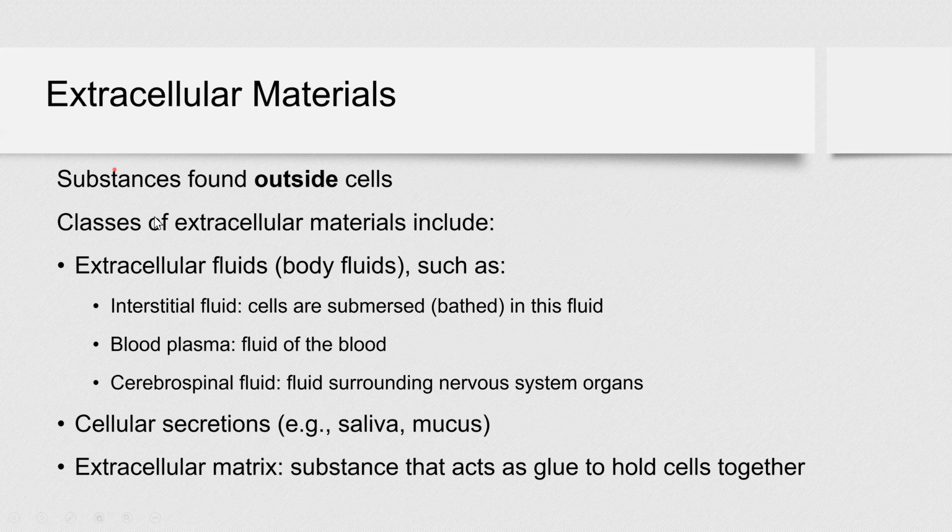Also, extracellular material includes cellular secretions such as saliva, mucus, oil, and extracellular matrix. Those are substances that act as glue to hold cells together. Right, so pretty much your body is made of cells, and it's also made of extracellular material, such as fluids, secretions, and extracellular matrix.